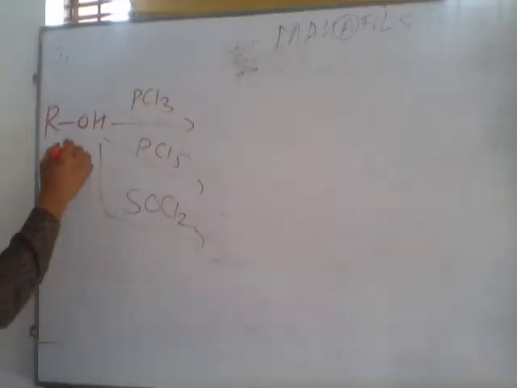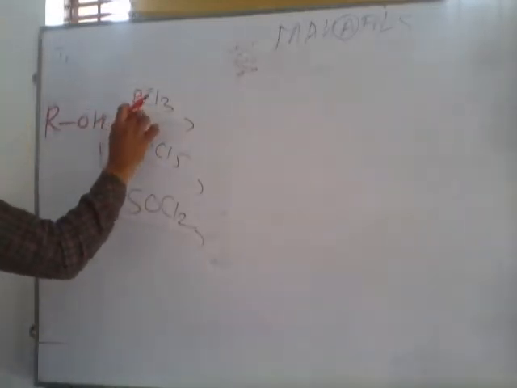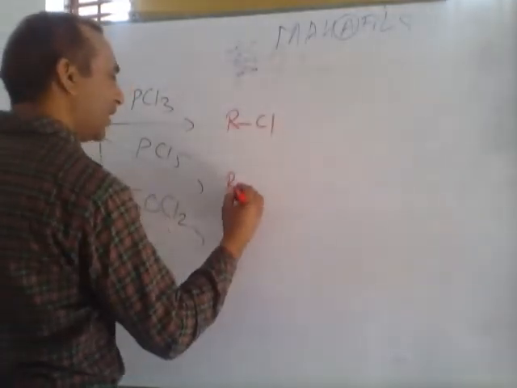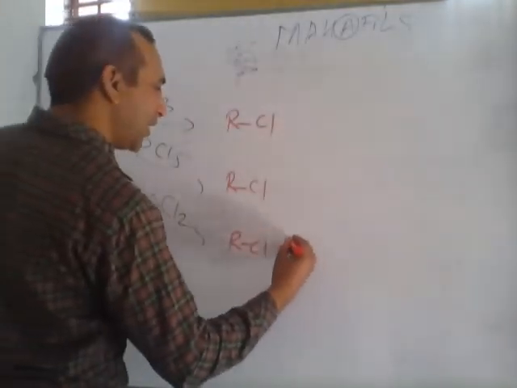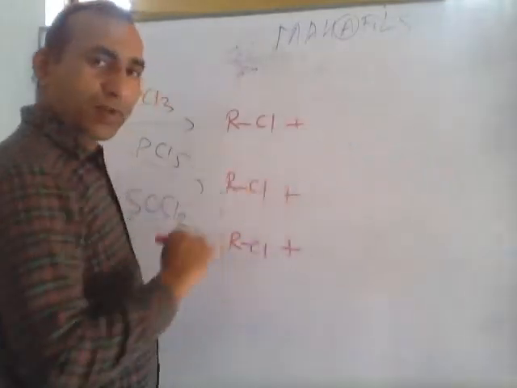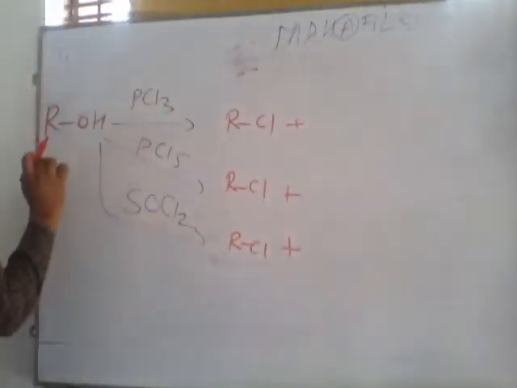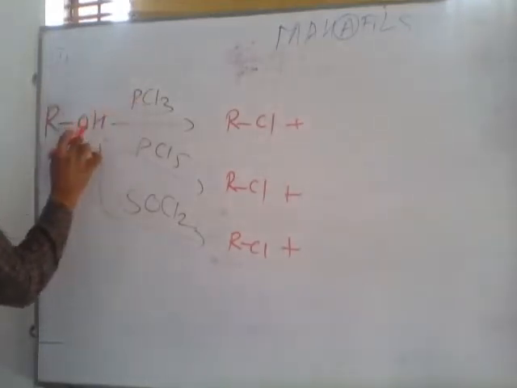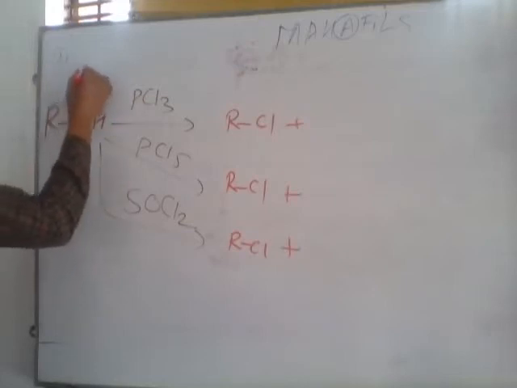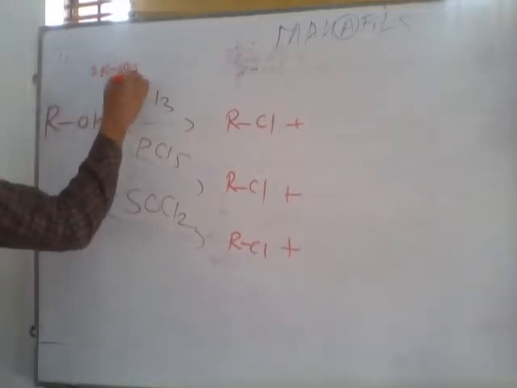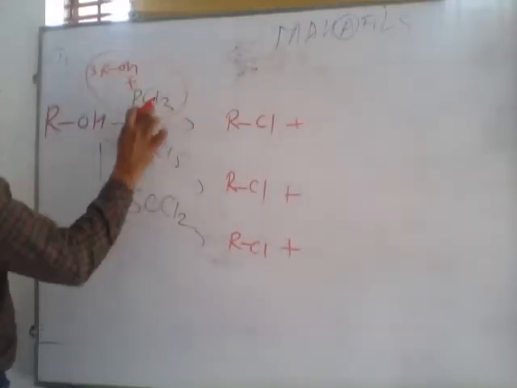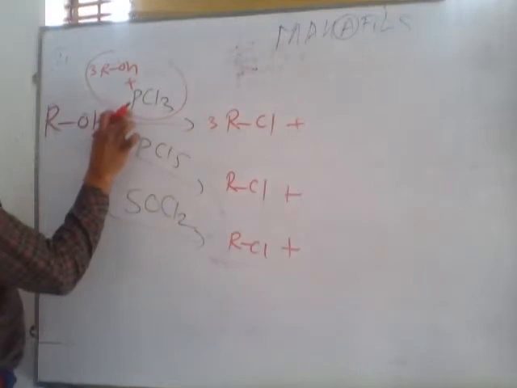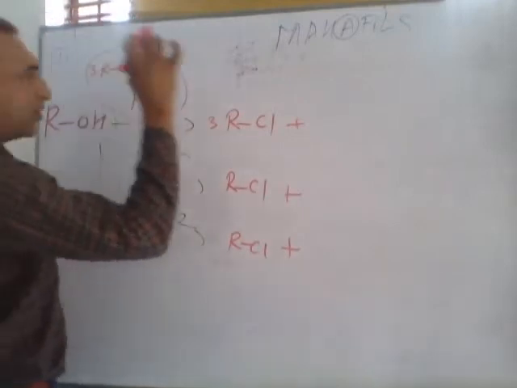ROH. So when PCl5 reacts with this, in all these, RCl will form. And can you guess the side product? In the first reaction, when PCl3 reacts with this, we use 3 ROH. So 3 chlorines react with 3 R and form 3 RCl. What is remaining? Single P, 3 hydrogen, 3 oxygen.